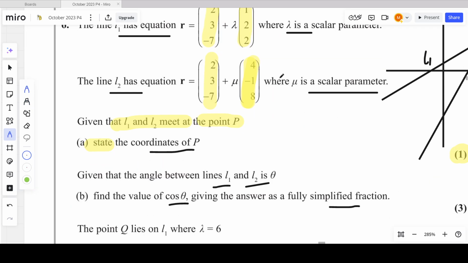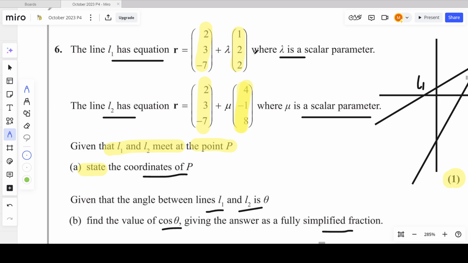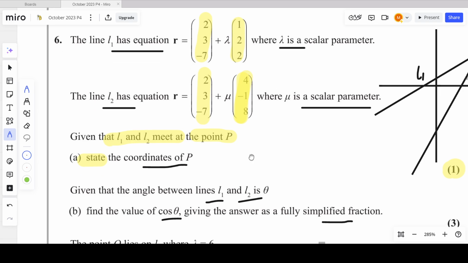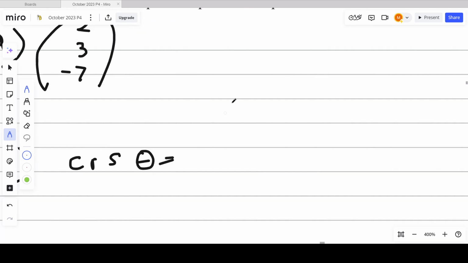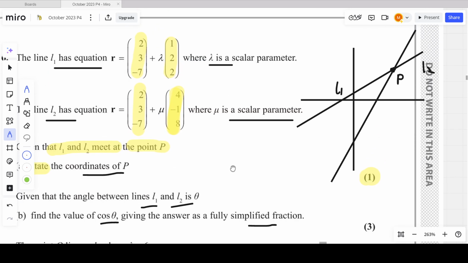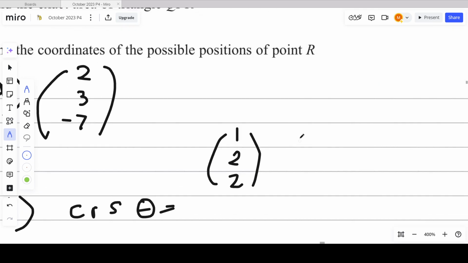So we will consider the dot product of these two direction components. Let's do that. First one is (1, 2, 2), and the second one is (4, -1, 8).